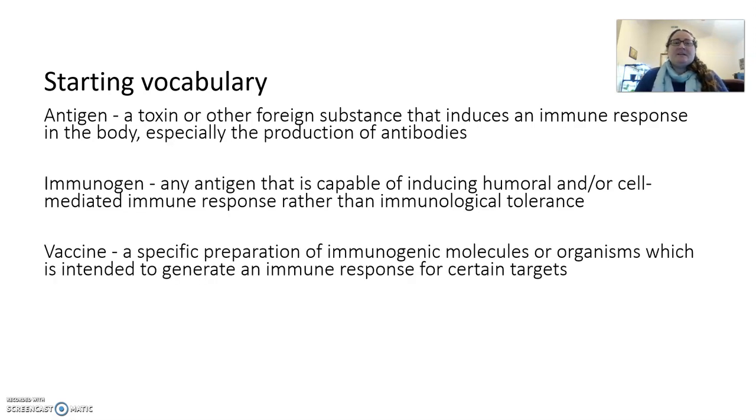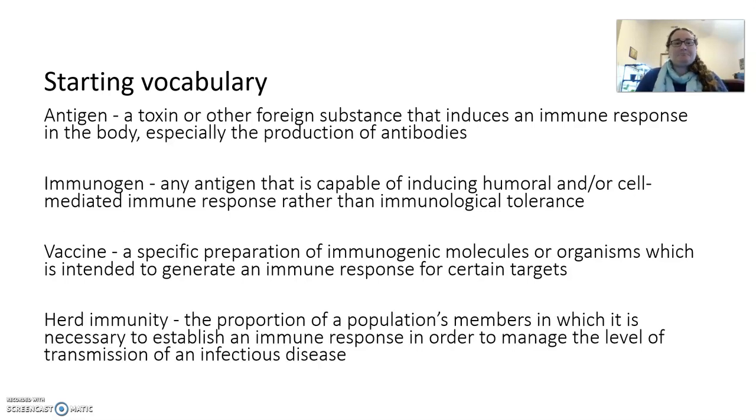A vaccine is a specific preparation of immunogens, and they are targeted to certain types of organisms or certain toxins in order to be very specified. So very different than what you would encounter if you were actually encountering those molecules in the environment. This is an isolated subset. And finally, herd immunity is the proportion of the population which needs to have an immune response in order to manage transmission rates.